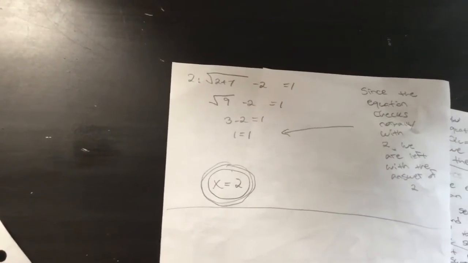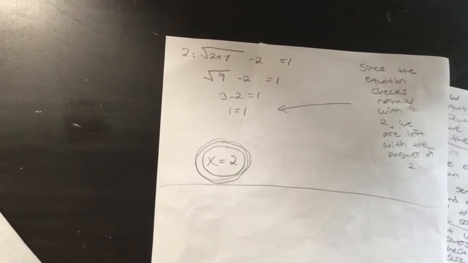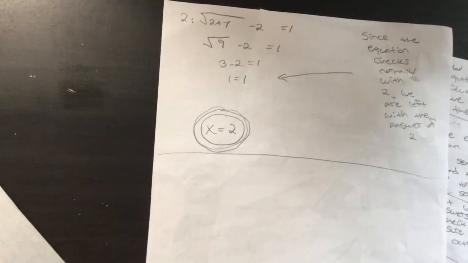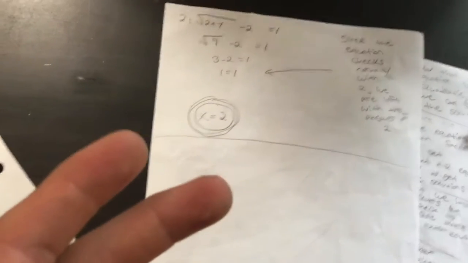Once we check 2 in there, we get radical 2 plus 7 minus 2 equals 1. That radical 9 is going to simplify to a 3. 3 minus 2 equals 1. 1 equals 1. Since we already had one extraneous root and this answer is correct, we're left with the only answer as x equaling 2.